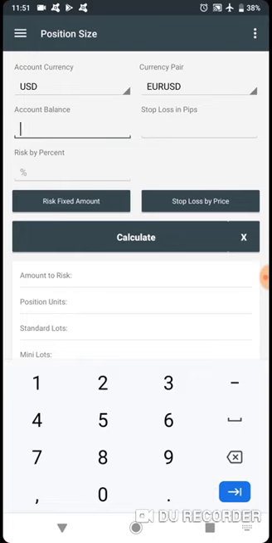But let's assume that my trading account is $1,000. Now, I should also expect that you have calculated the stop loss in the amount of pips.